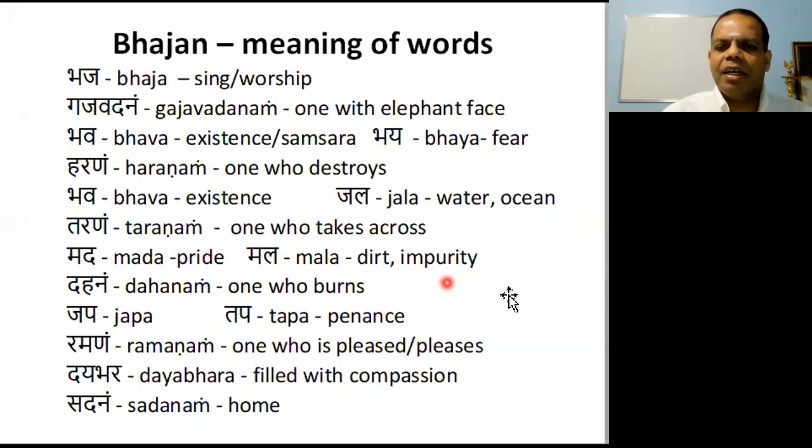Mada, Mala, Dahanam. Mada is pride. We have that kind of mada. That is an impurity, mala. Mada, mala. Dahanam means one who burns it off. It's completely burnt off. So Ganesha has the ability to burn off the impurity of pride which we have.